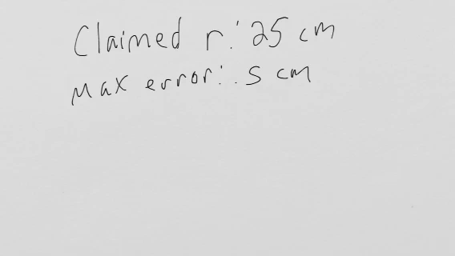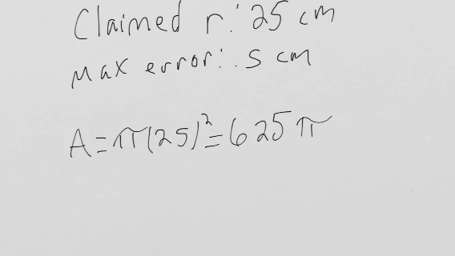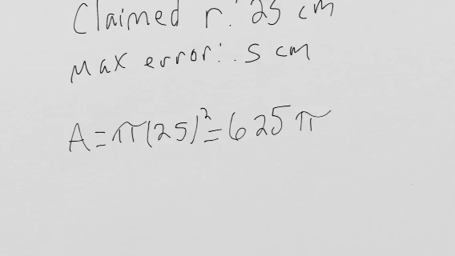So we know that the claimed area is going to be pi times 25, the radius, squared, which is 625 pi. Okay, that's how big they're claiming their pizzas are, but it could be larger or smaller than that depending on their error. So how we're going to do this is we want to think about the dy, the possible change in the output that could happen if we have a possible change in input of 0.5 centimeters.